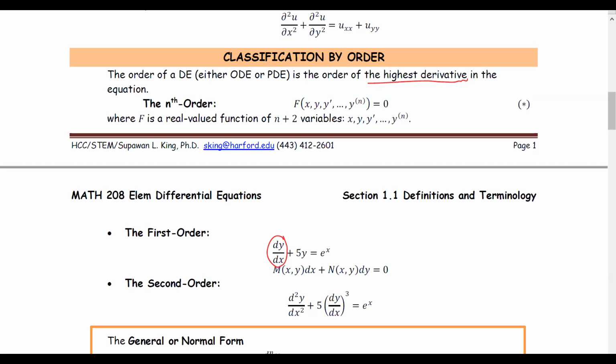M(x,y) dx plus N(x,y) dy equals 0. This is one of the exact equation forms that we're going to learn later in chapter 2. See the dx and dy; those tell us it is a first order differential equation. The second order, as you see d2y/dx squared, is the highest order for this equation. Therefore, that is the order of this differential equation.